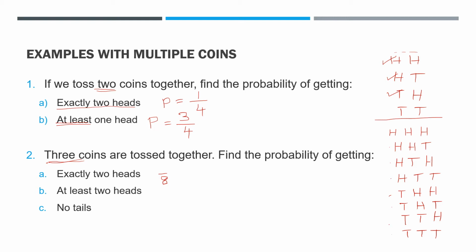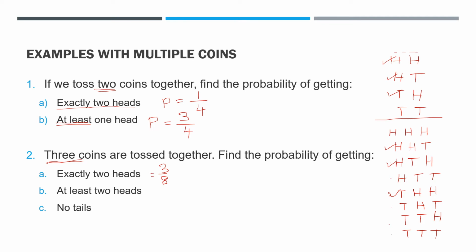Now let's see. Problem A, exactly 2 heads. How many of these outcomes have exactly 2 heads? Exactly 2 does not cover this. The first one is 3 heads. The second one has exactly 2. The third one has exactly 2. The fourth one has only 1 head. Here again we have exactly 2. Then we have here only 1 head, 1 head. Looks like we have 3 favorable outcomes with exactly 2 heads. So 3 over 8. That is the probability of exactly 2 heads.